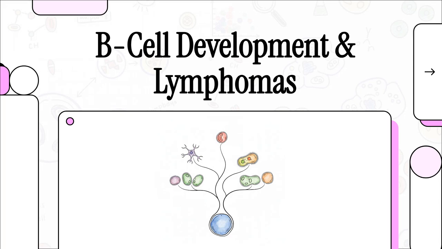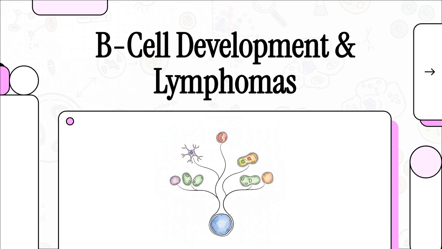All right, let's get right into it. If you really want to get a handle on lymphomas, you can't just start by looking at the cancer itself. Nope, you have to go all the way back to the beginning, to the development of the B cell. And you might be asking, why? Well, it's because the entire modern system of diagnosing lymphoma is built on understanding this exact developmental journey.